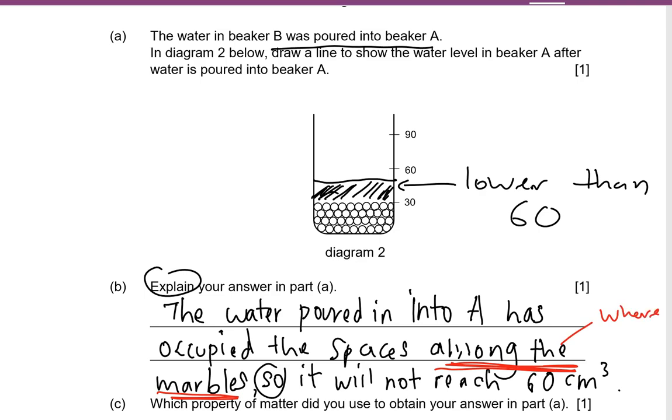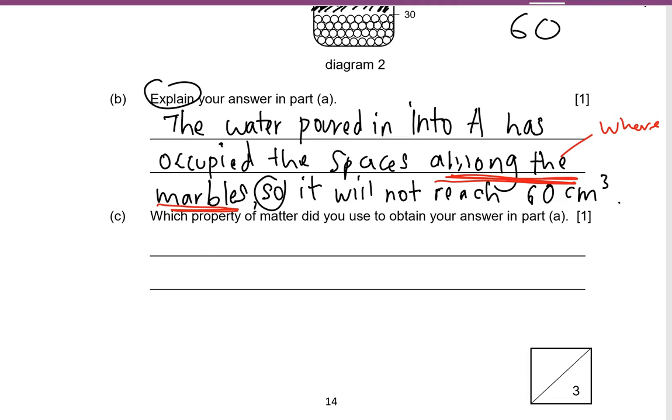So for part C, easy already. What property have you learned? You have learned that metal takes up space, occupies space. You have learned that it has volume. You learned that it has mass. So you just need to choose. It's nothing to do with mass for this question, right? Because we didn't show a weighing machine. We didn't show a balance.